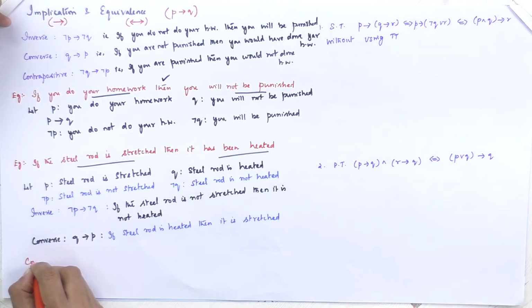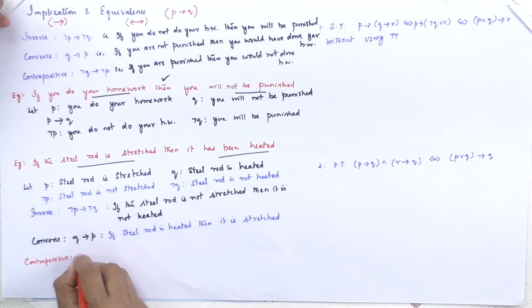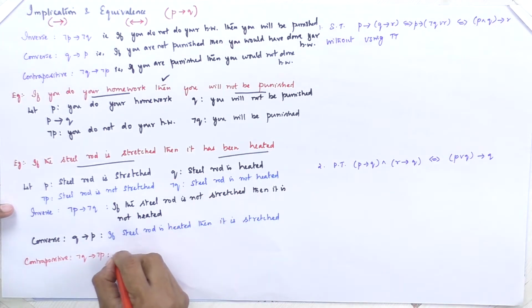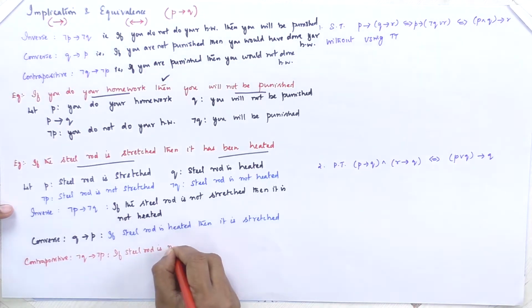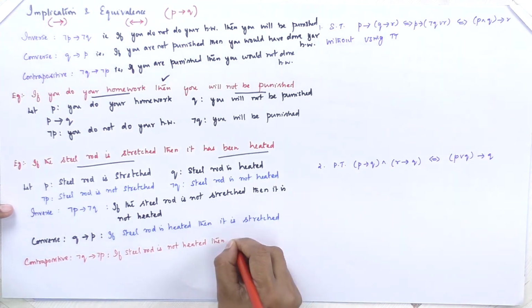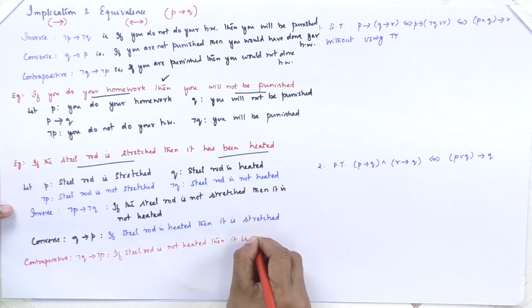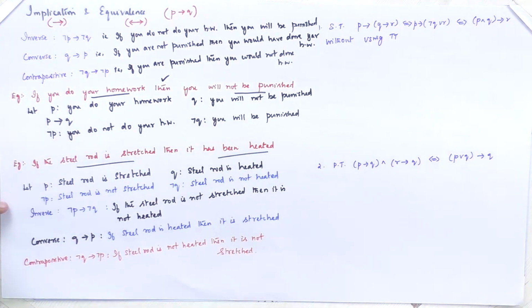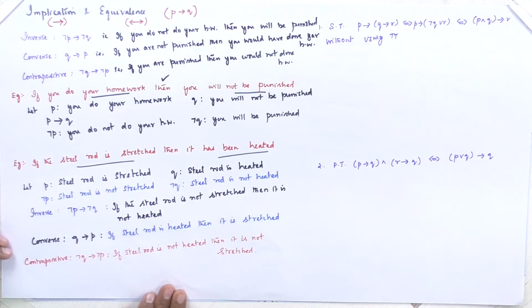And what is the contrapositive statement of this? So contrapositive is negate Q conditional negate P. So negate Q is what? Steel rod is not heated. So if steel rod is not heated, then it is not stretched. Not stretched. That's all. See, now it will be very simple.